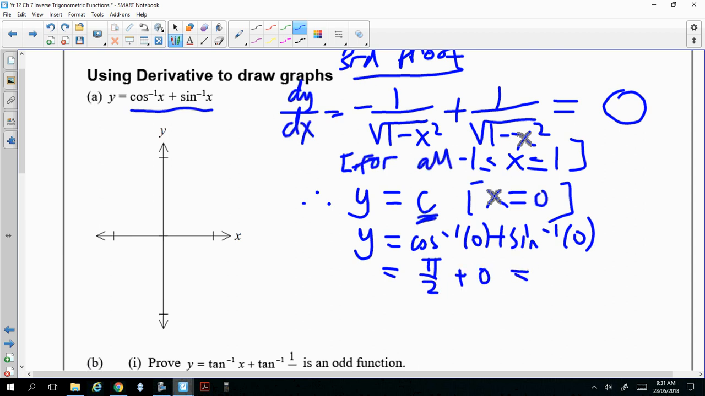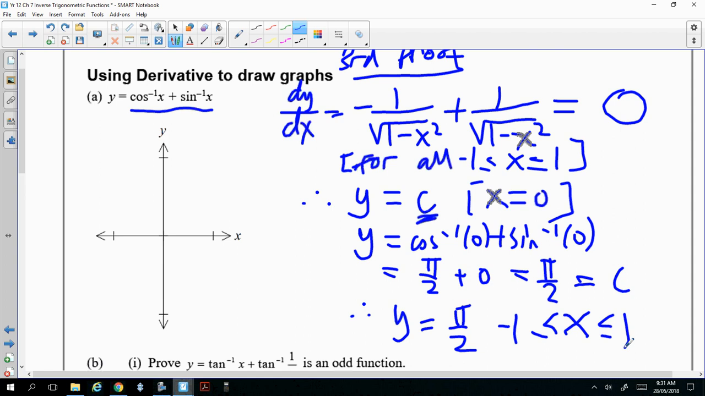But remember, only between negative 1 and 1, within the valid domain, and pi over 2 is over here. So you draw a line, so the function is this, because the gradient is always 0. So we proved that dy/dx is always 0, so it's flat. Okay, that's how we prove that this is equal to pi over 2. So that's another way to prove it.